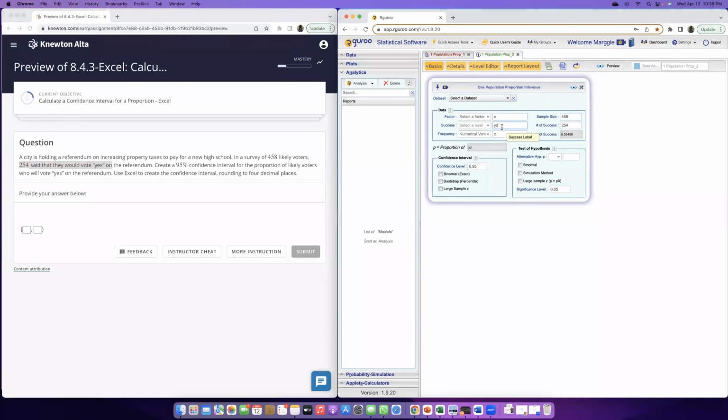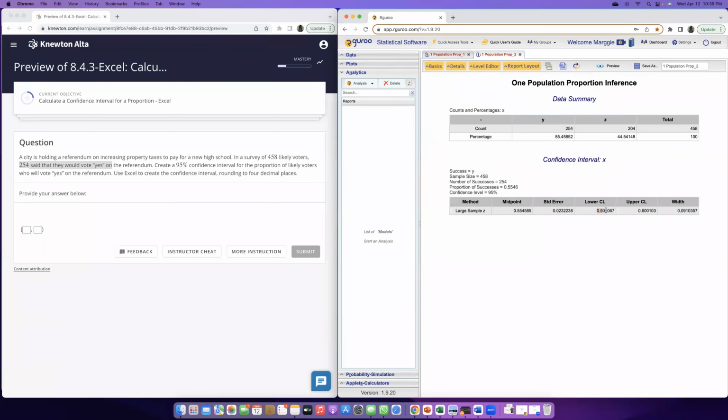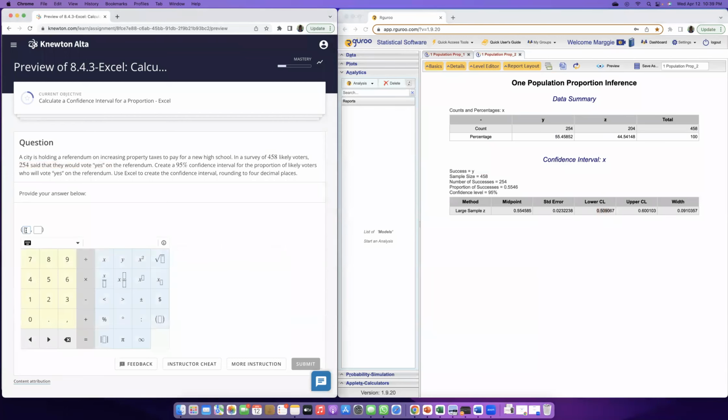You can use any letter, it doesn't really matter. We just need to add something in there. We are finding a 95% confidence interval, so we don't need to change that. And again, our method is a large sample Z. We click in here and we have a lower bound of, 4 decimal places, right? 4 decimal places. So 0.1591, because we round.